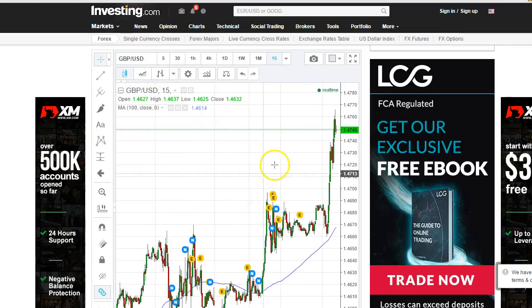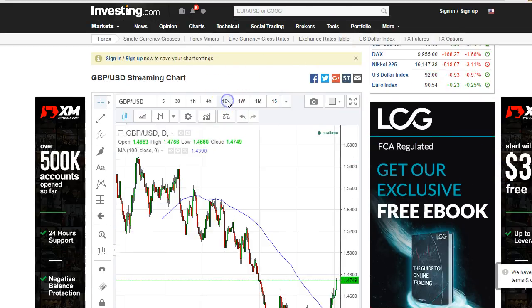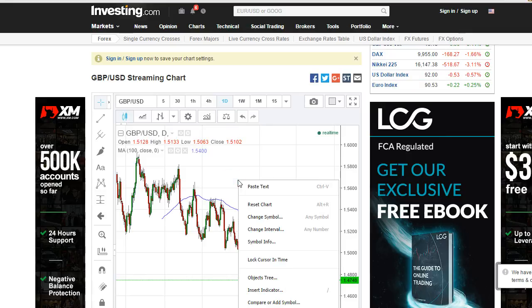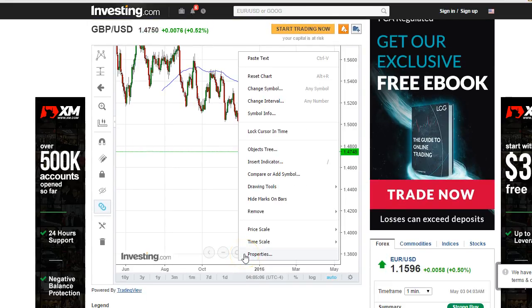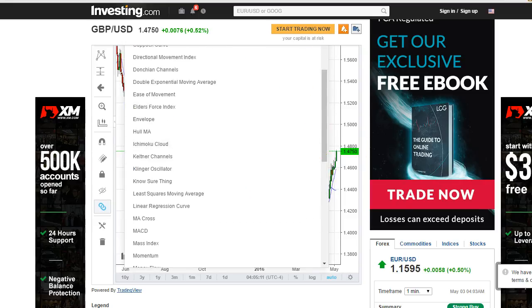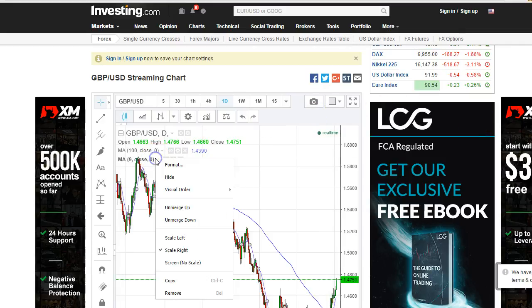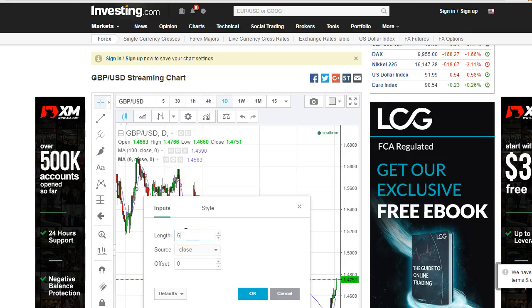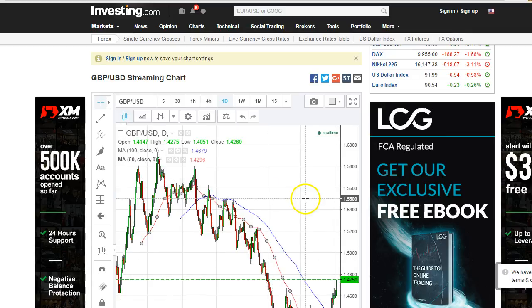Another really simple strategy is the crossover between different moving averages. So if I went back to the daily and added, for example, a 50, the smaller the number, the more responsive it is to price. So if I went to a 50-day moving average and added that in, we'll change that to 50, and we'll make it a different color as well. So we'll make it red, for example. Okay, so the red is now the 50.